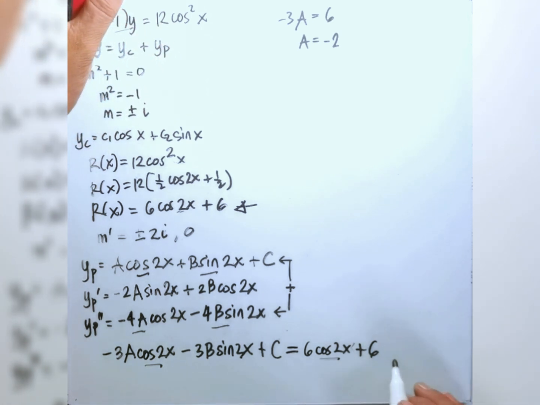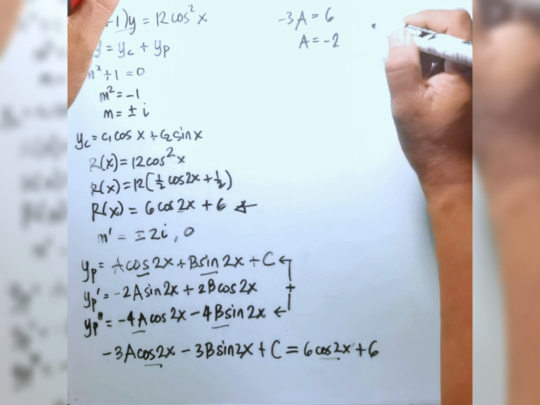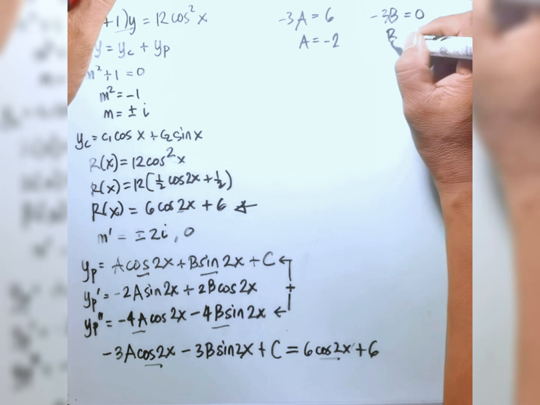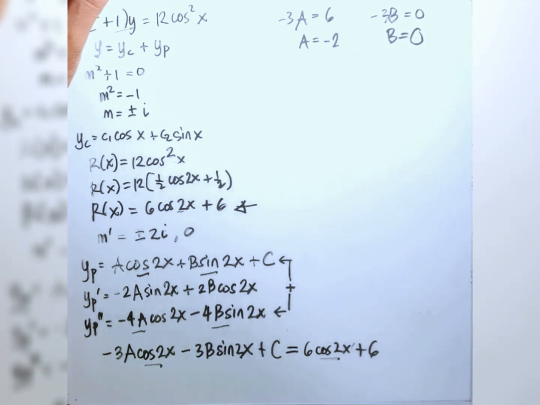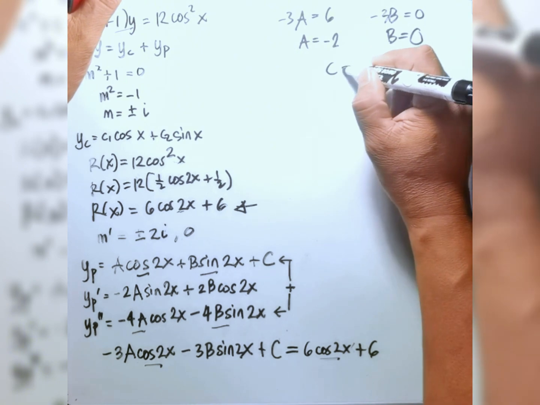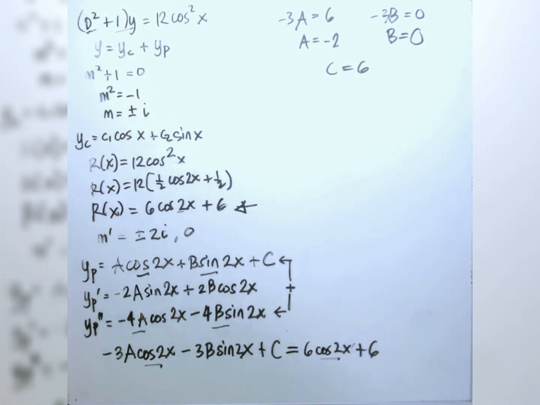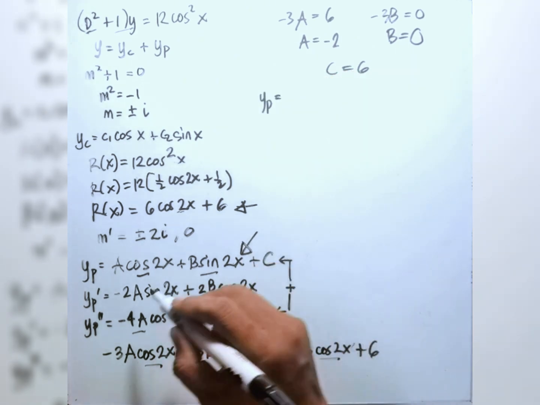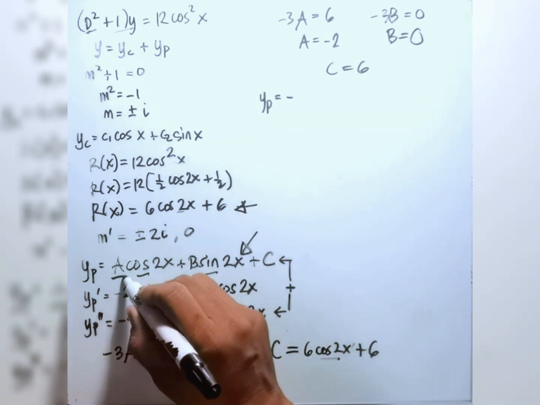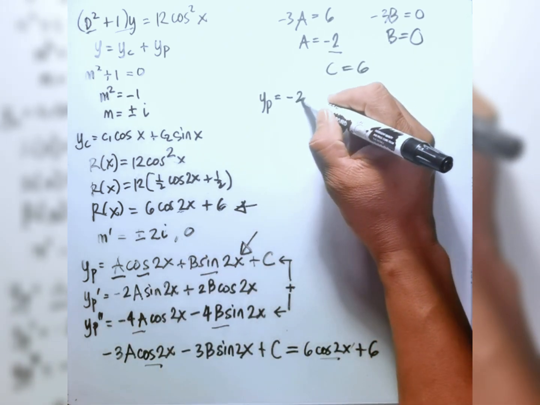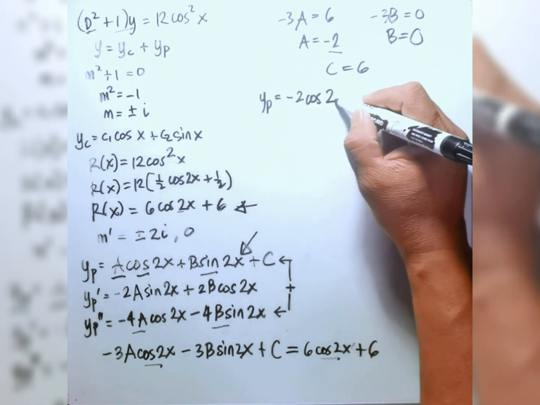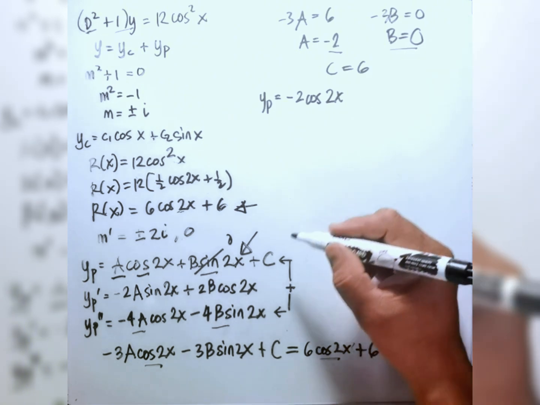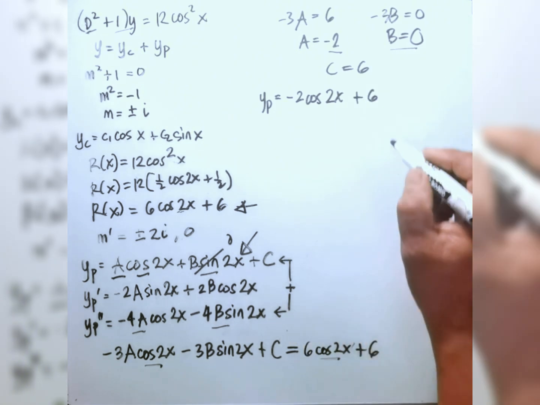For the coefficients of sine, the coefficient of sine here should be 0, while on the left side is negative 3b equals 0, and that gives us b equals 0. And then the constant term is clearly c equals 6. We substitute these values here, so we get y sub p equals negative 2 cosine of 2x, b is 0, plus c, which is 6.